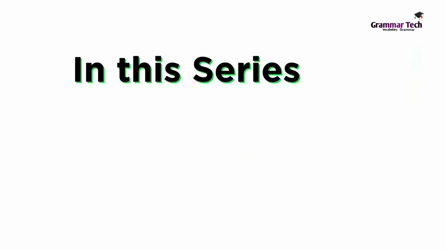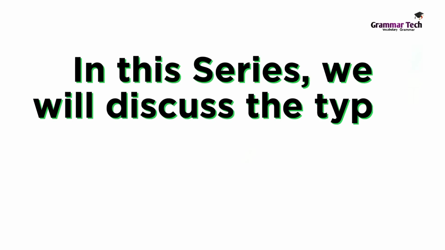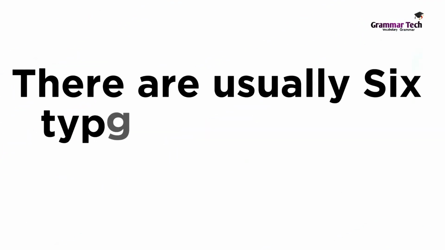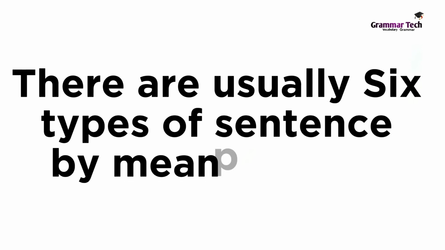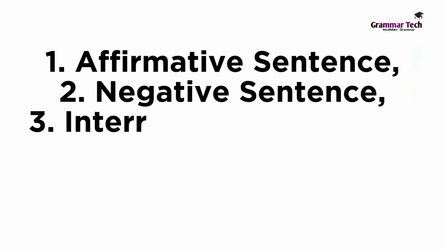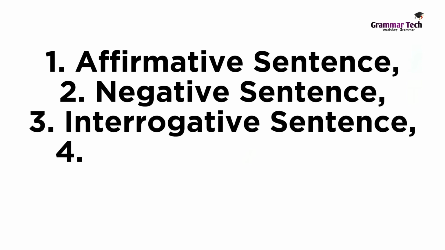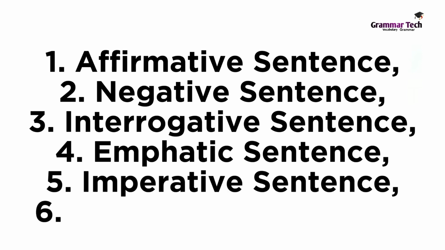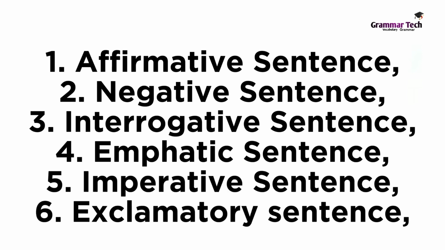In this series, we will discuss the types of sentence by meaning-wise. There are usually 6 types of sentence by meaning-wise. 1. Affirmative sentence. 2. Negative sentence. 3. Interrogative sentence. 4. Emphatic sentence. 5. Imperative sentence. 6. Exclamatory sentence.